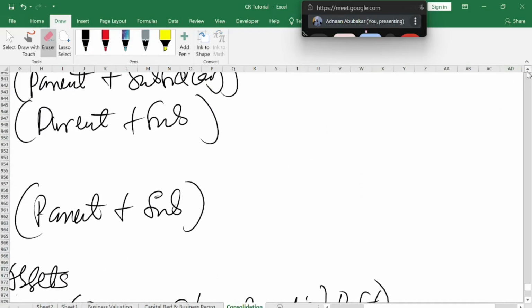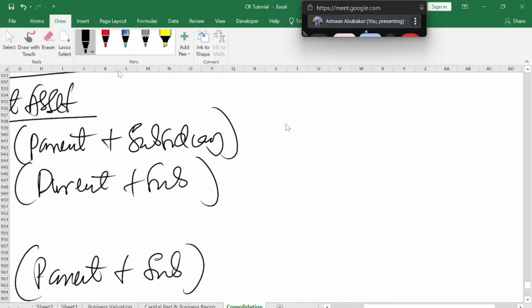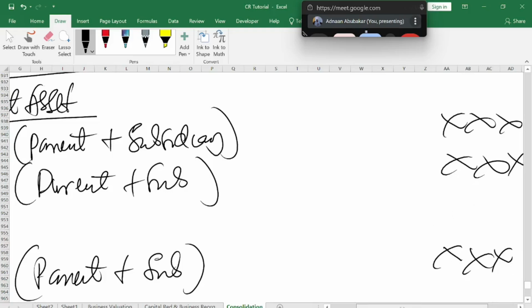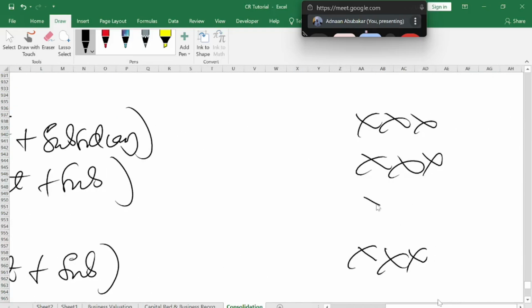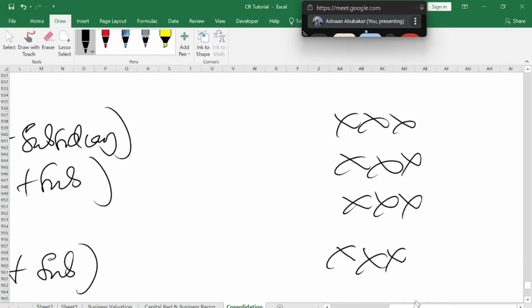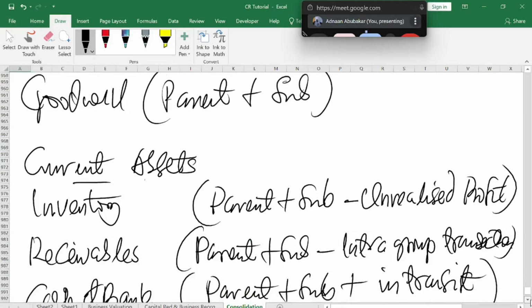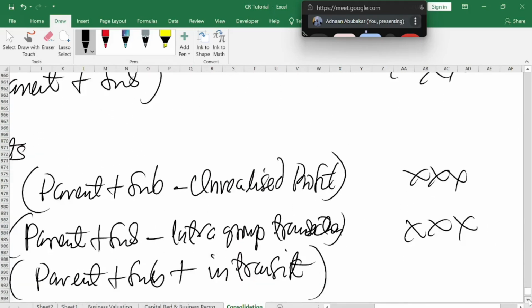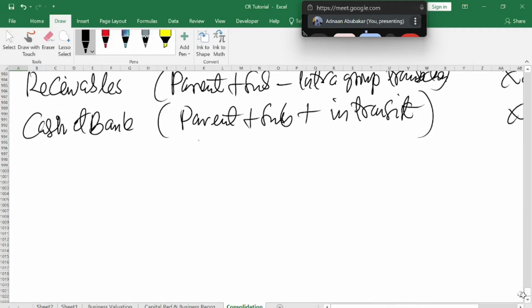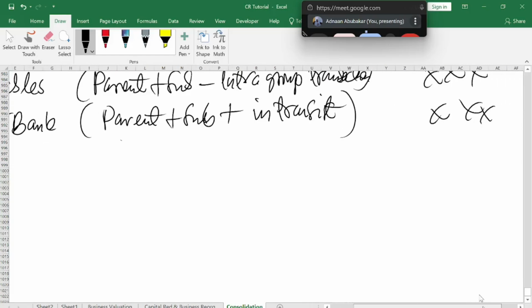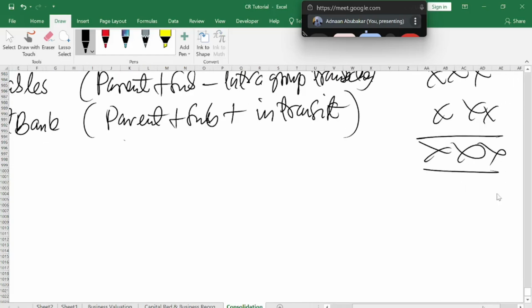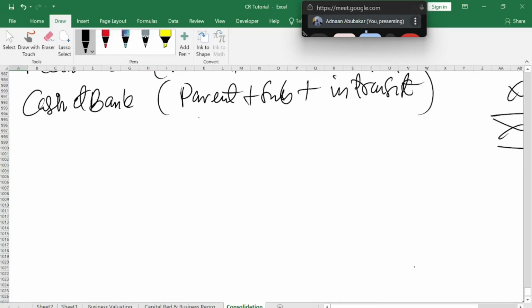These are what you should know. Investment, or maybe you can have investment in associates. So when you are done, you add them, and I guess you get your total assets.